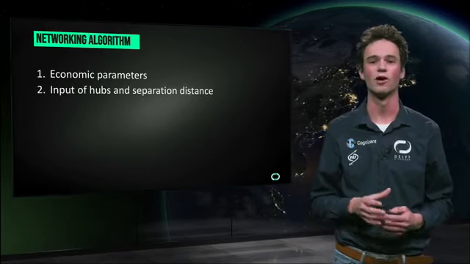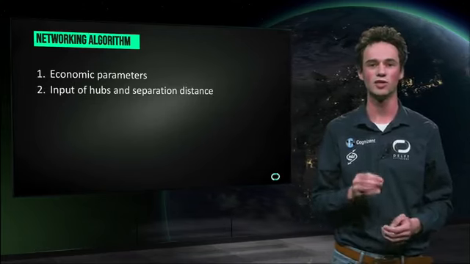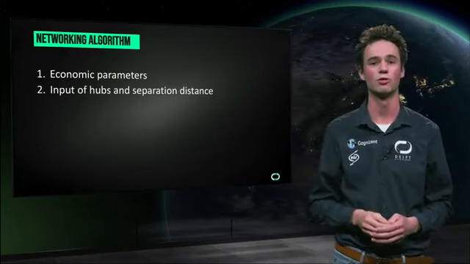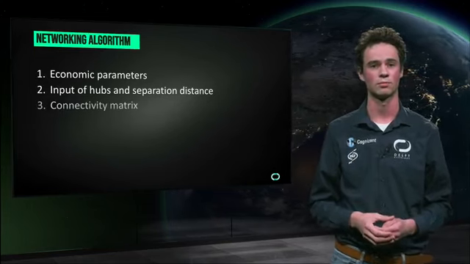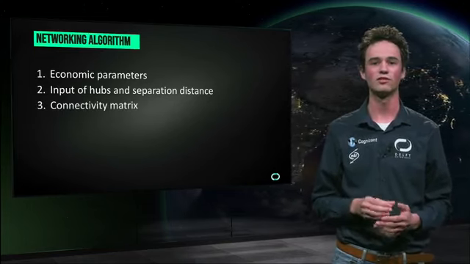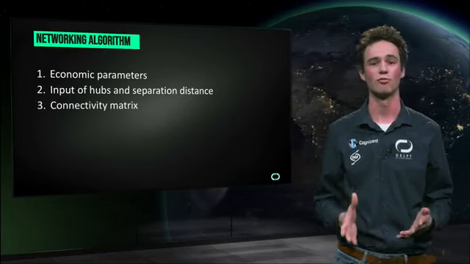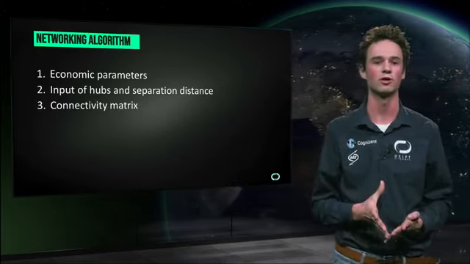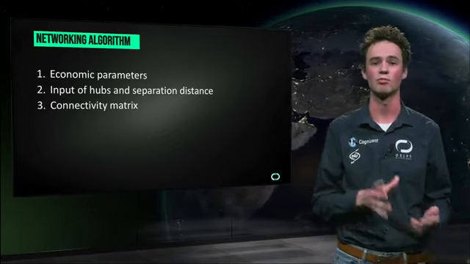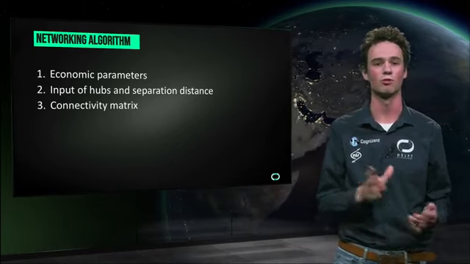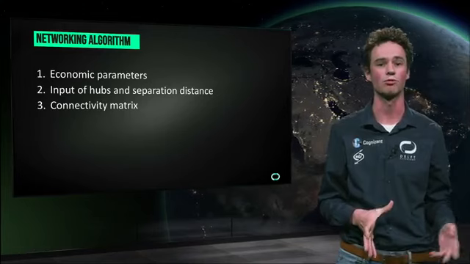Step 2 comprises of the input of the hubs and the distance by which they are separated, taking into account potential detours to avoid difficult geological conditions like mountains. In step 3, the connectivity matrix is built. This matrix contains information of which cities are directly connected with each other and which are not. For example, it makes sense to connect Amsterdam to Brussels and then Brussels to Paris, instead of connecting Amsterdam to Paris and Brussels to Paris separately.